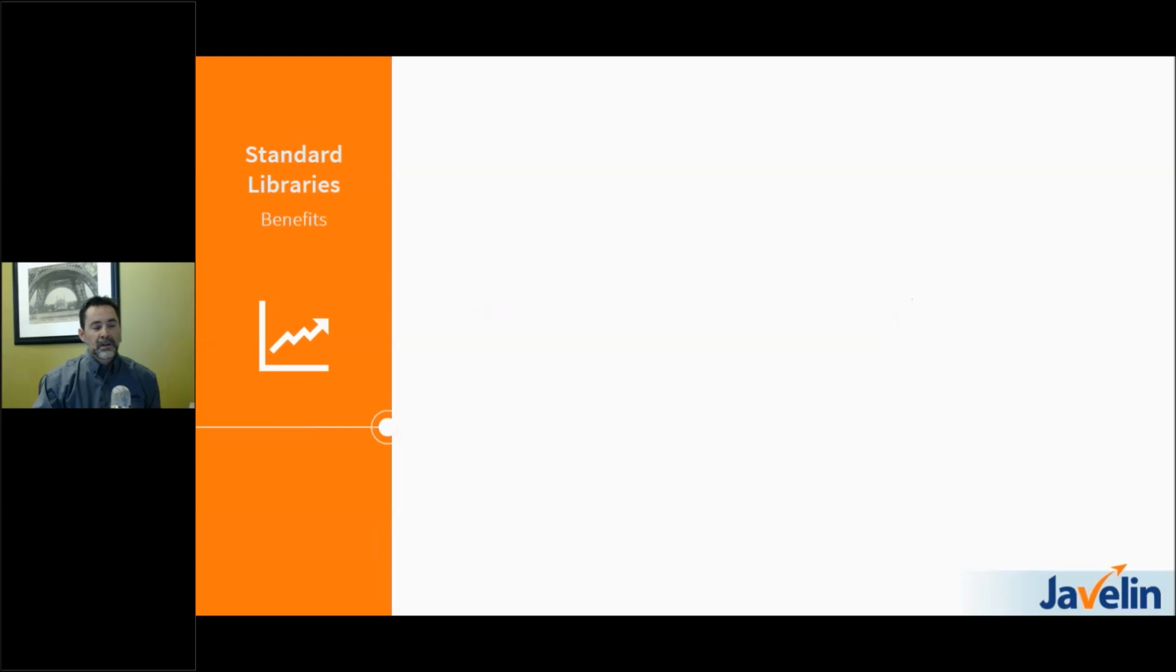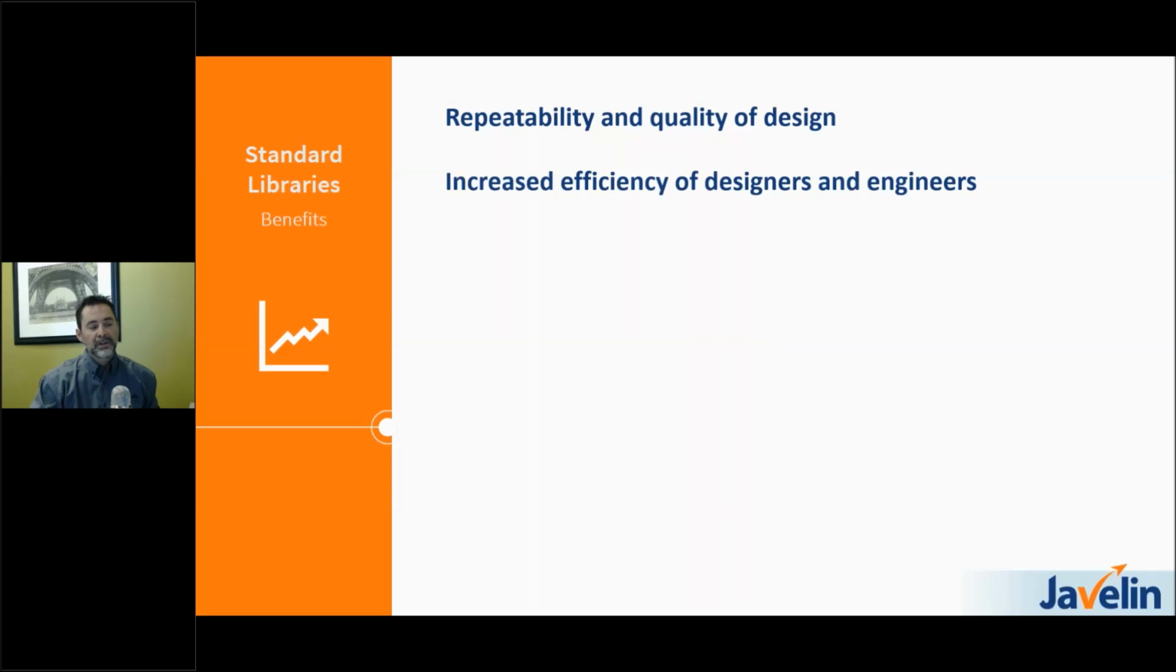So let's start with standards. Why do we want standards? Quite simply, it gives us repeatable processes, gives us quality of our designs, right? Having a single source of the truth that we can depend on. From there, increased efficiency of our designers and engineers.